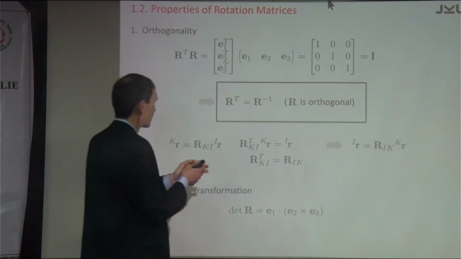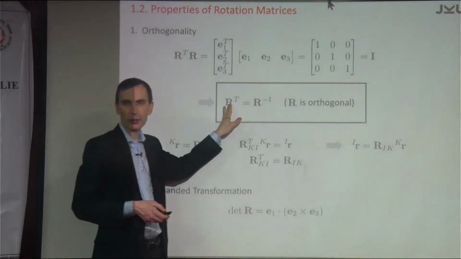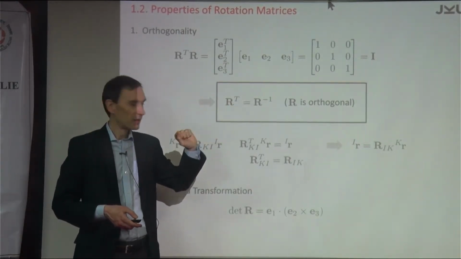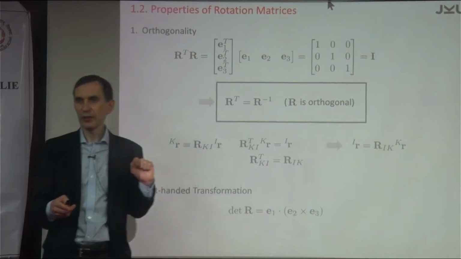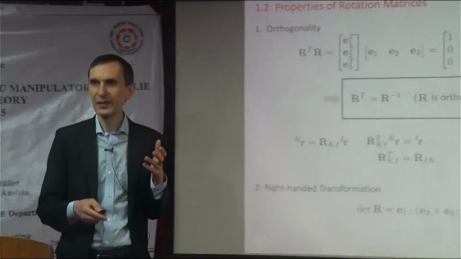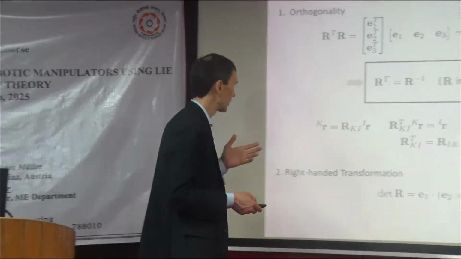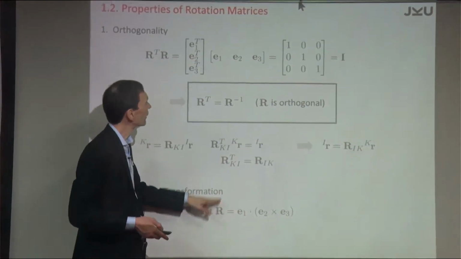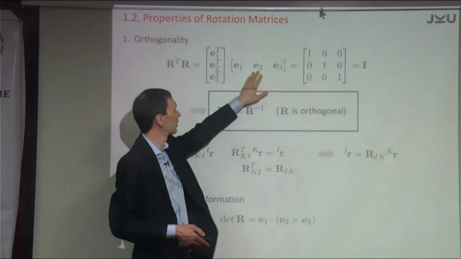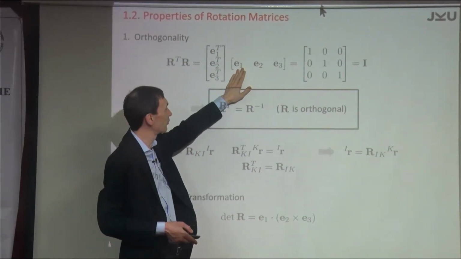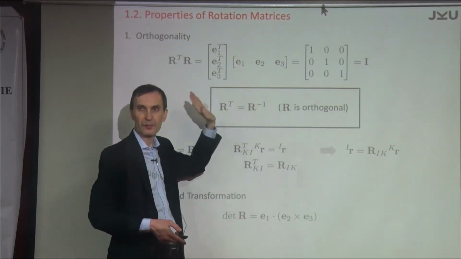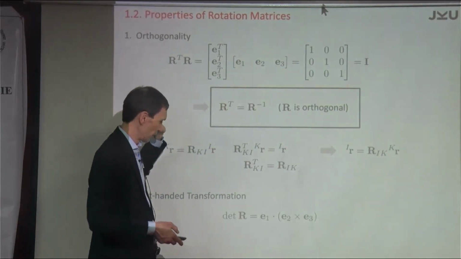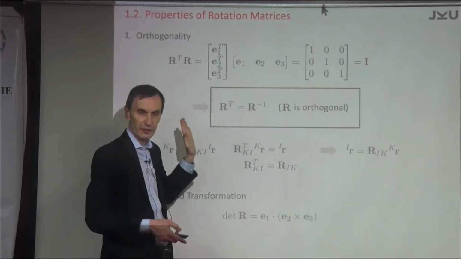But the determinant could still be plus or minus 1. What would it be if we have a rotation matrix with the determinant minus 1? Okay, let's see what it means. Take the determinant and again use the outcome that we had before, that the columns are just the unit vectors of one frame representing the other frame.